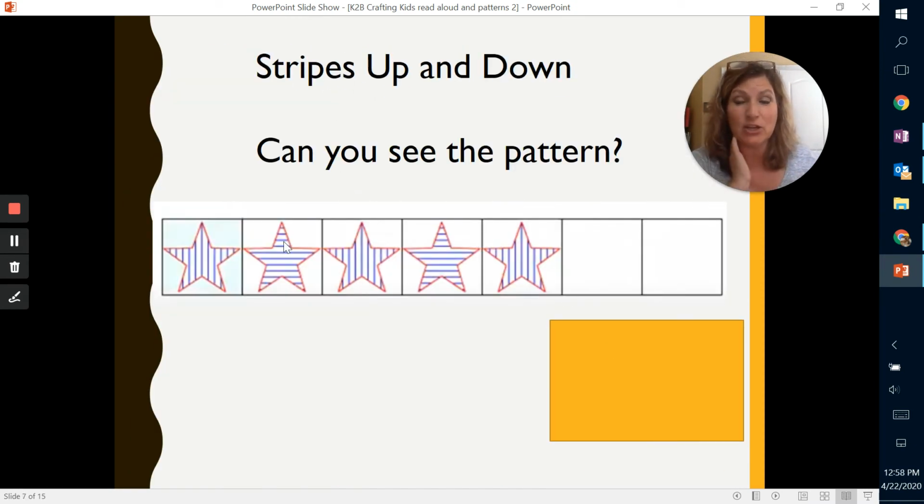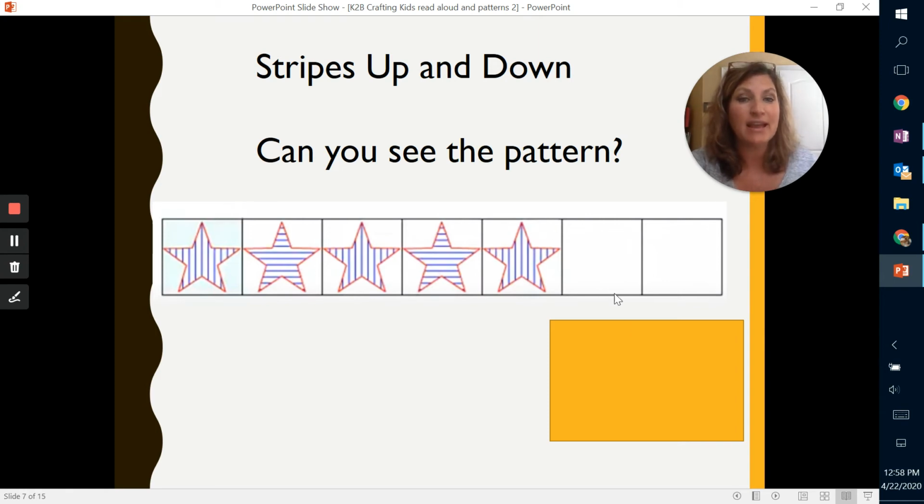Now, this particular one, there is a pattern. They're all stars, but this particular star is straight up and down. That's vertical. Vertical means straight. Horizontal means it goes across like this. So it's a vertical striped star. Horizontal striped star. Vertical, horizontal, and vertical.